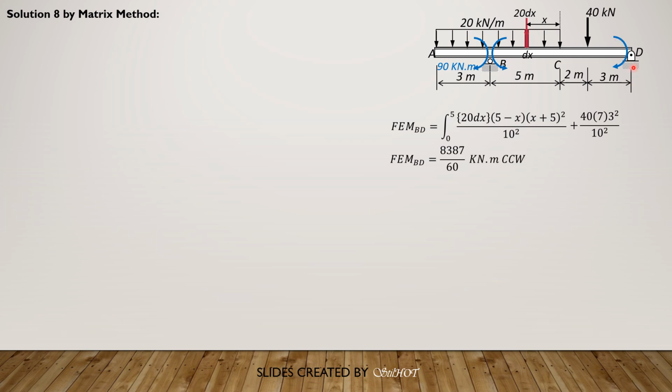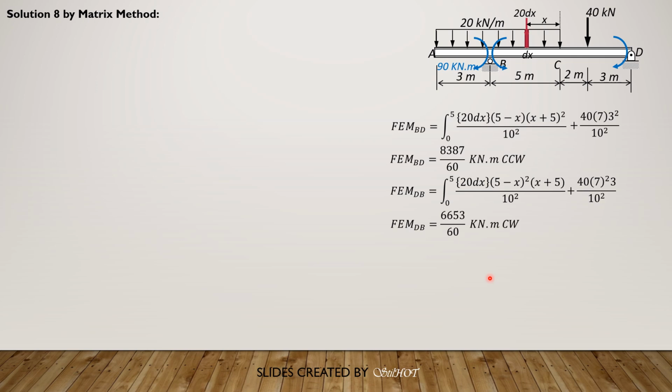While fixed moment B is equal to the same integral, except that 5 minus x is now squared, x plus 5 raised to 1 over 10 square, then plus 40 times 7 square times 3 over 10 square. And the direction is already indicated in the figure. So fixed moment DB is 6653 over 60 kilonewton meter. So remember that the nodal loads are opposite to the moments here.